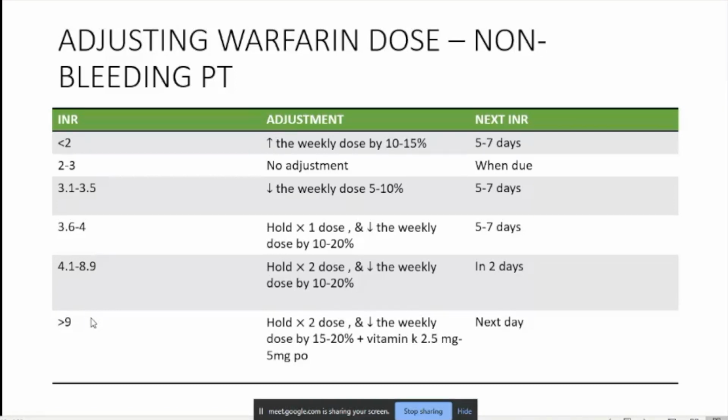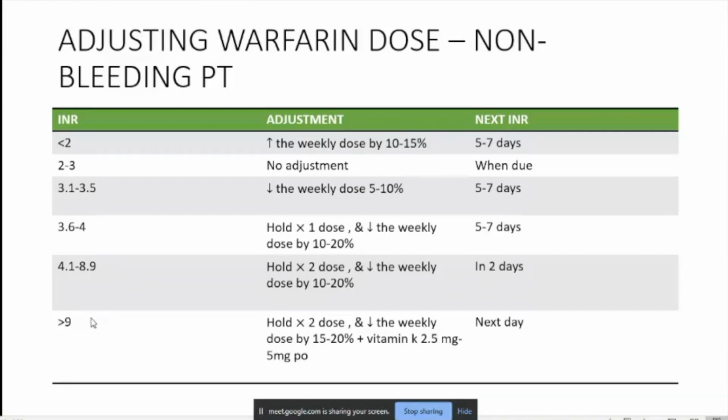Why? Because vitamin K is an antidote. Here we cannot go with the onset of action or duration of action. So we have to do the INR the next day. The next INR is next day.